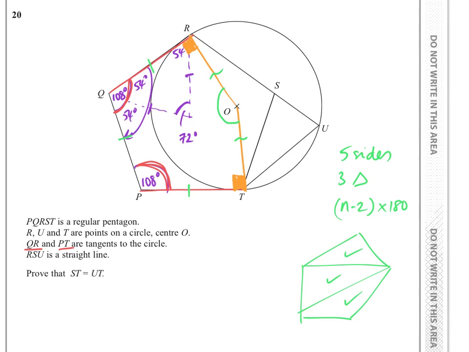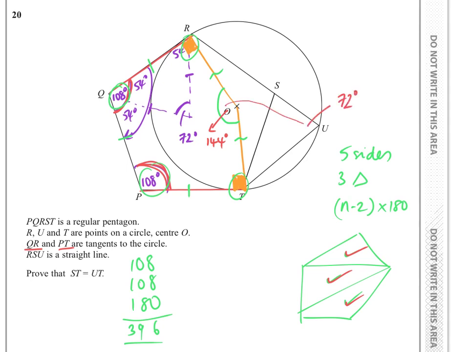So we know that if we take the 108 and this 108 and the 2 90s, which is 180, and add those up, we get 396, which means that this angle here must be what's left to make 540. Don't forget 3 lots of 180. So that angle there is 144 degrees. And that would mean that if this centre angle is 144, then the angle at the circumference will be half as much. So this angle here is 72 degrees.